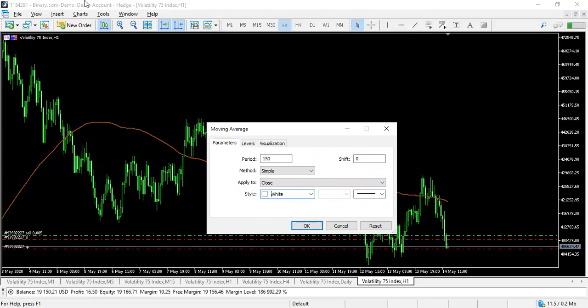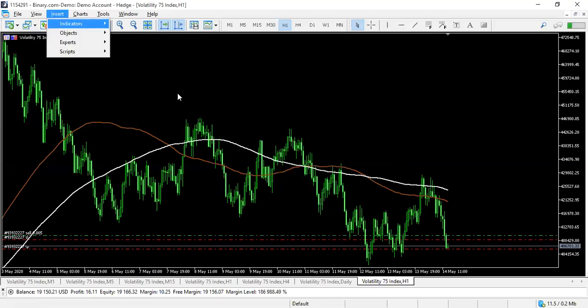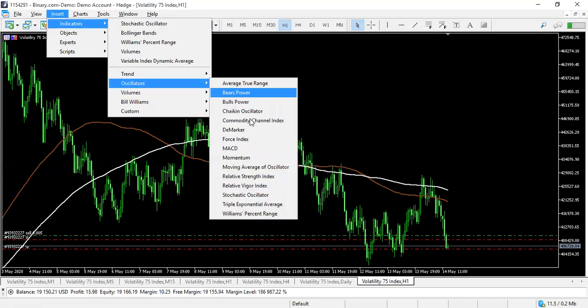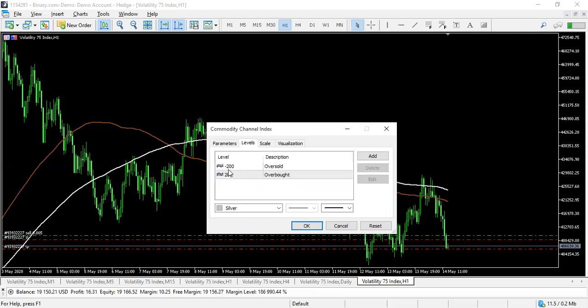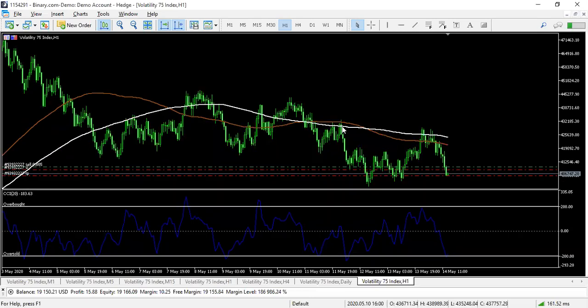The third thing we want to add is an oscillator, and this oscillator is commodity channel index (CCI). That's the third indicator we are adding. The CCI will be period 20. The color is navy blue. Applied to typical price HLC 3. The levels were minus 200 level oversold, plus 200 level overbought. So that's the 100 moving average, the 150 moving average, and the CCI.